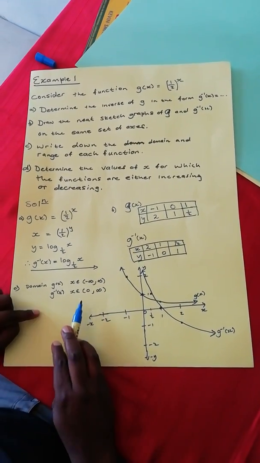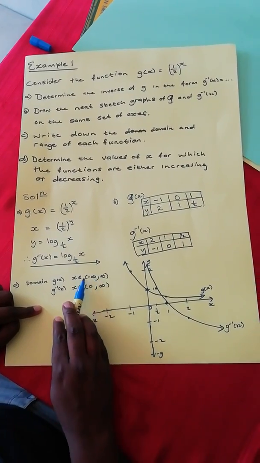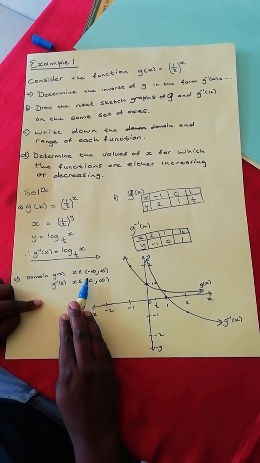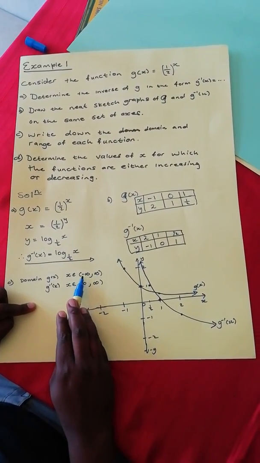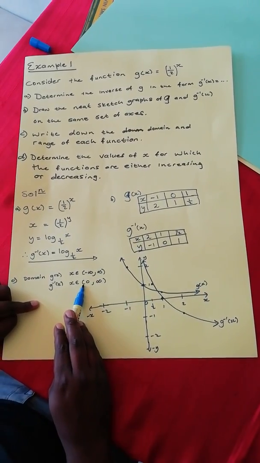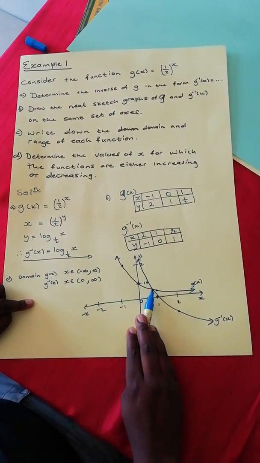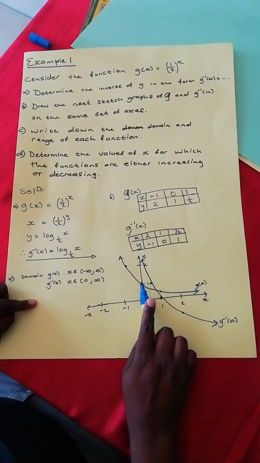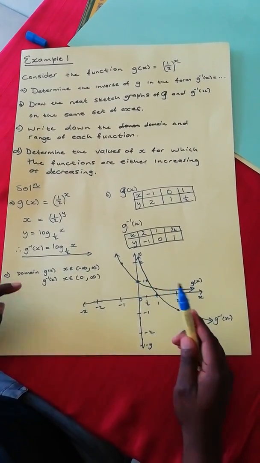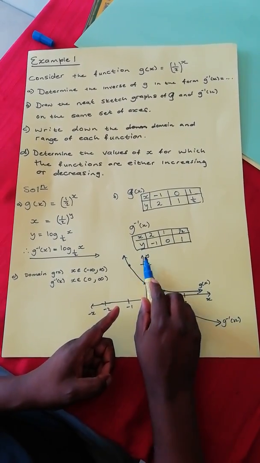And make sure that we put round brackets here. Why do we put round brackets? It's because we don't include the infinities, and the two, we put the round bracket here because we don't include 0. This graph does not touch 0, it approaches 0 but does not touch 0.